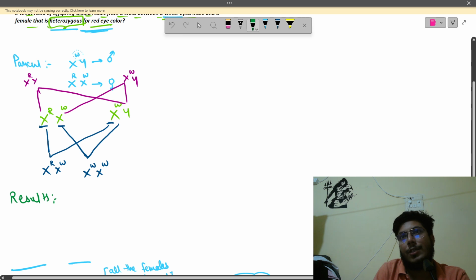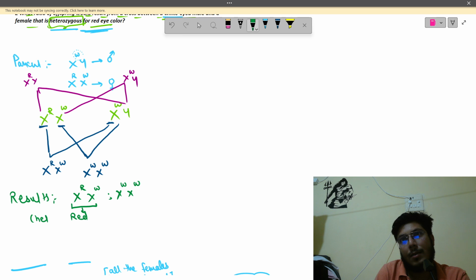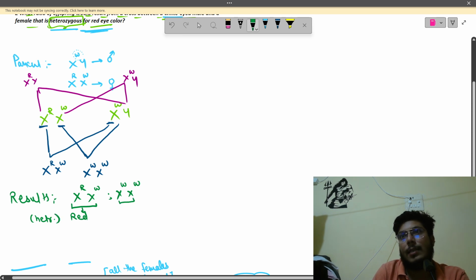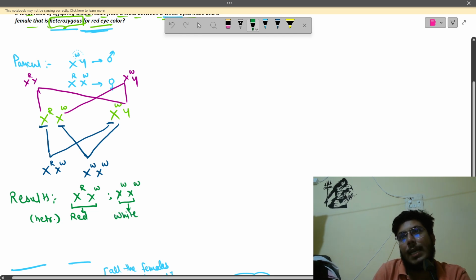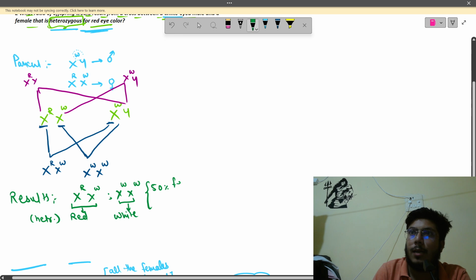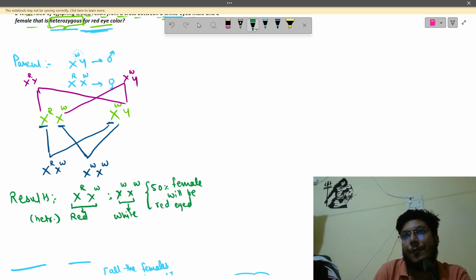For female, we have the genotype as XR XW, XW XW, which means this female is heterozygous red, and this female is white-eyed. So basically, we can conclude that 50% of females will be red-eyed, and the other 50% will be white-eyed.